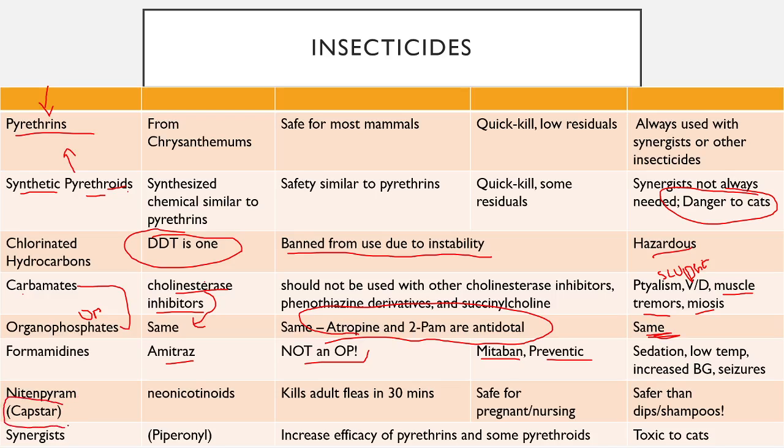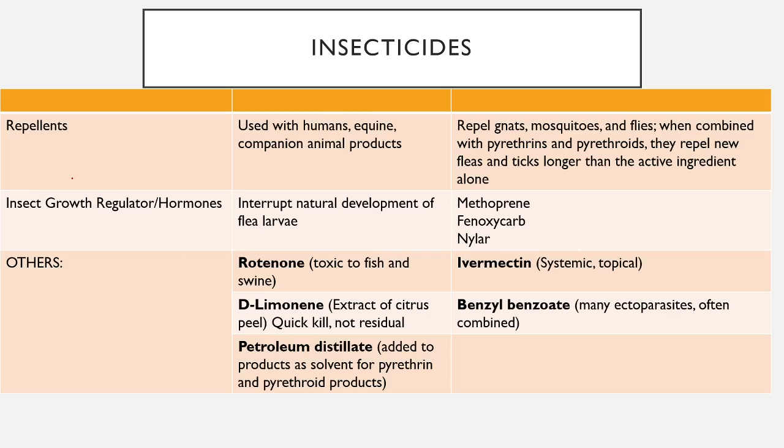Capstar, much better than a shampoo. This is a neonicotinoid, so it will kill adult fleas and other insects like bees in 30 minutes. It's safe for pregnant and nursing animals. It is safer than dips and shampoos. Synergists like piperonyl butoxide increase the efficacy of pyrethrins and some pyrethroids. So most times pyrethroids don't need piperonyl butoxide, but some do. If we're adding it, it is toxic to cats.